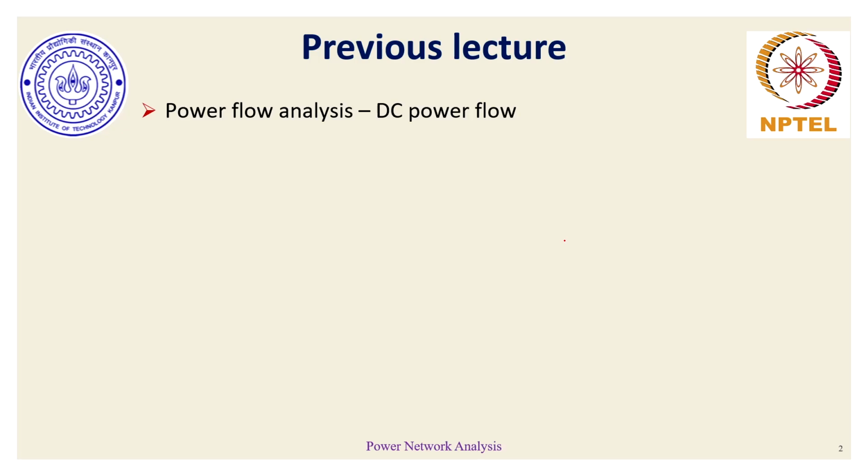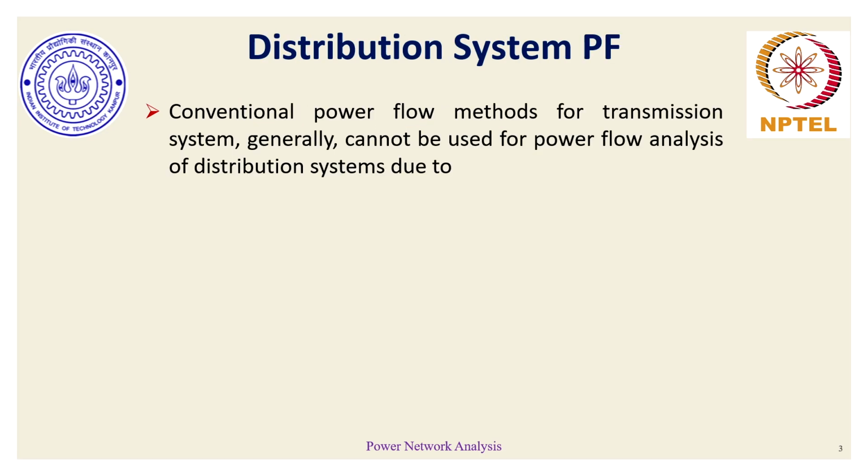So the question that comes is, why do we need separate techniques? Why can't the same Newton-Raphson or Gauss-Seidel method, fast decoupled method, or DC power flow technique which we discussed in the previous lecture be used for distribution networks also? The typical conventional power flow methods which we have learned for transmission networks usually cannot be used for power flow analysis of distribution networks.